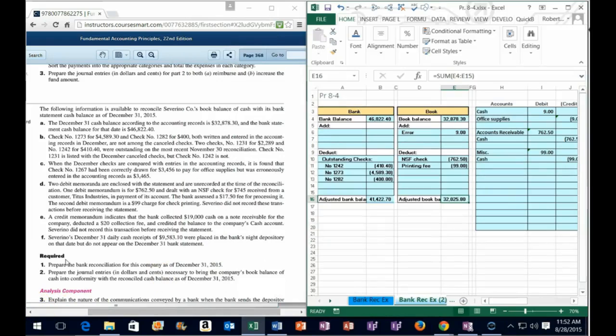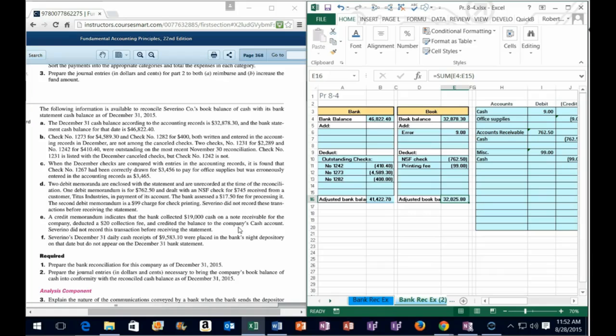E then says a credit memorandum indicates that the bank collected $19,000 cash on a note receivable for the company, deducted a $20 collection fee, and credited the balance to the company's cash account. So again, we looked at our bank statement and we said, hey, there's an amount in there that is a debit, an increase in our account, for $18,980, and I don't see that amount on our books. That's great that I see an amount on the bank statement for almost 19,000. That's not on our records. What's it for? And we looked at it, and we had a note that was due that was automatically put into our bank account, and that's where it came from.